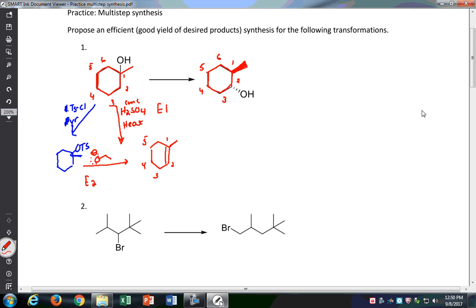Both routes would work, but if you're going through the E2, you have to show using the tosylates of the alcohol group. In this case, our acid is making our alcohol a leaving group. In a lot of cases, this E1 route won't be good because we get rearrangements and we can only form the most substituted double bond. So unless we have a lot of symmetry, that route's not usually useful. But in this case, it's okay.